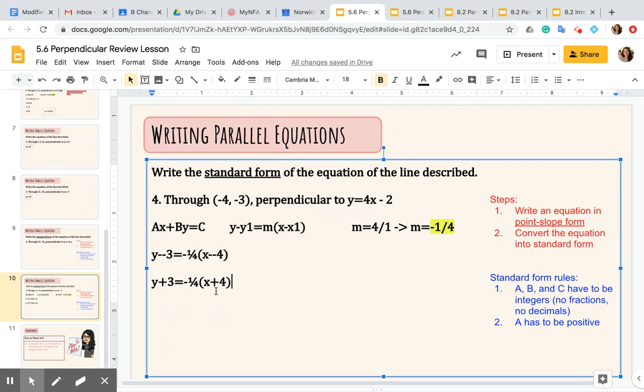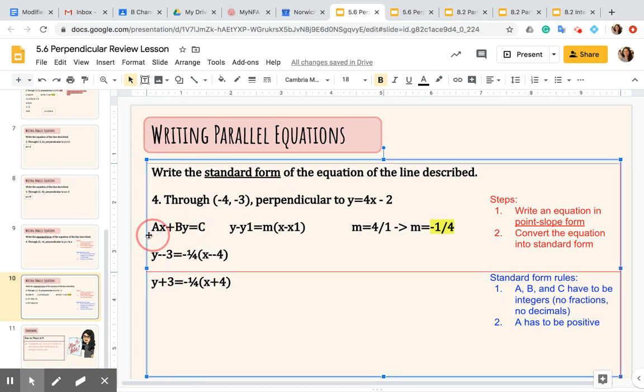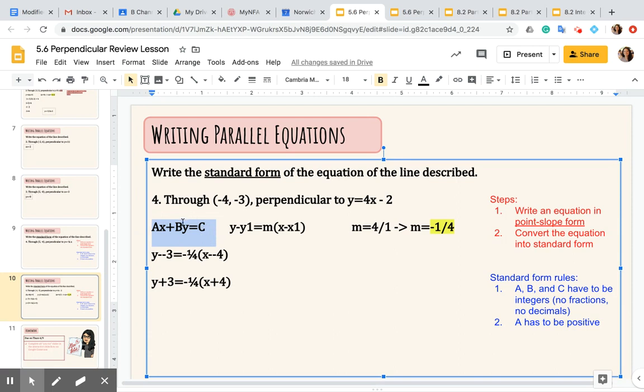Okay, so we've got an equation. It's not in the correct form though. I want it in standard form. Whoops. I want it in this form. So a couple things that I need to get rid of. One thing I definitely need to get rid of first, the parentheses. To get rid of that, I'm just going to distribute.